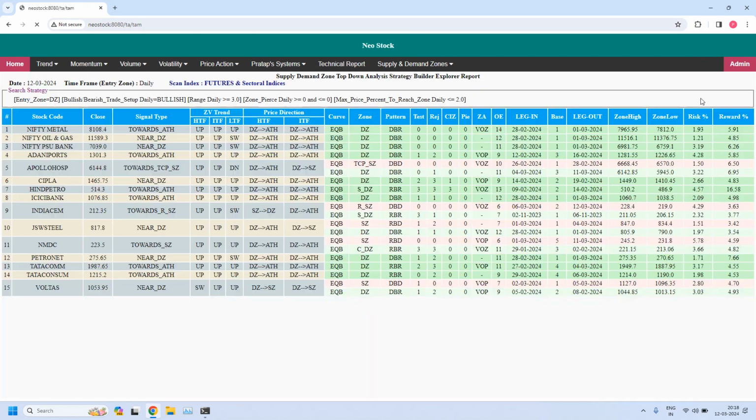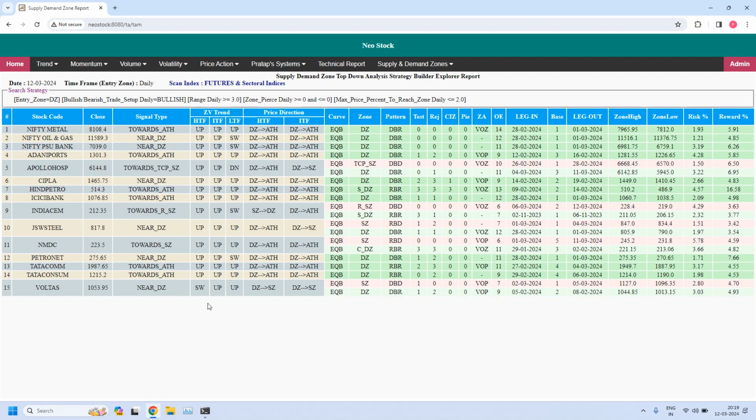Now let's filter. Now 15 stocks are filtered: the previous 8 plus additional stocks. That means if the price is down by 2% tomorrow, you will get an entry. Some stocks support even less than 2%.